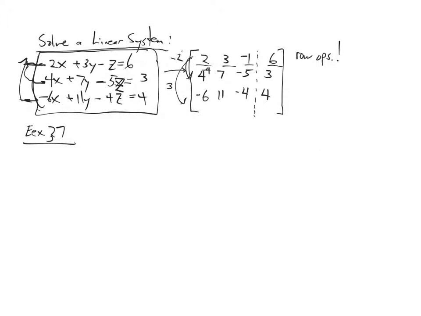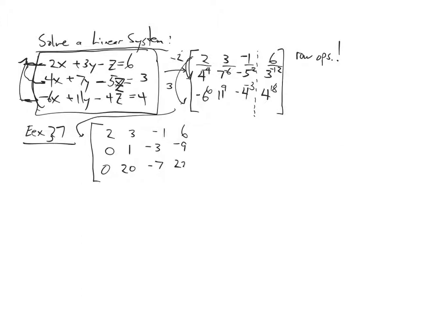So minus 2 times 3 is minus 6. Minus 2 times minus 1 is plus 2. Minus 2 times 6 is minus 12. And then on the other row, it's 3 times. So I get 6, 9, minus 3, and 18. So in the next step, this is equivalent to 2, 3, minus 1, 6. And then we get 0, 1, minus 3, minus 9. On the third row, we get 0, 20, minus 7, 18 plus 4 is what, 22?